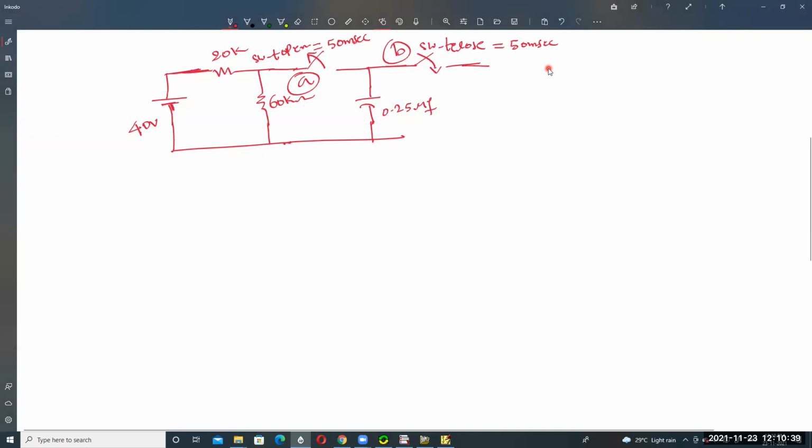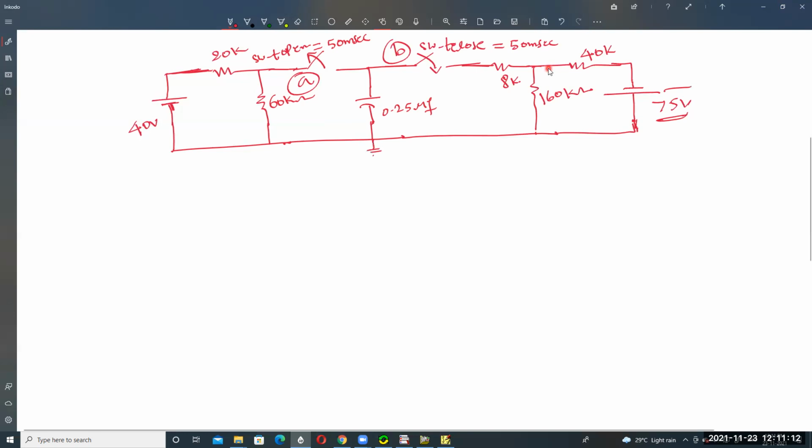Okay, and then let's connect here a resistor of 8 kilo ohms, and here 160 kilo ohms, and this is called 40K, and this is one voltage source. It's connected with negative polarity. This is called 75 volts, and this is called ground. So like this, we have to connect this circuit.